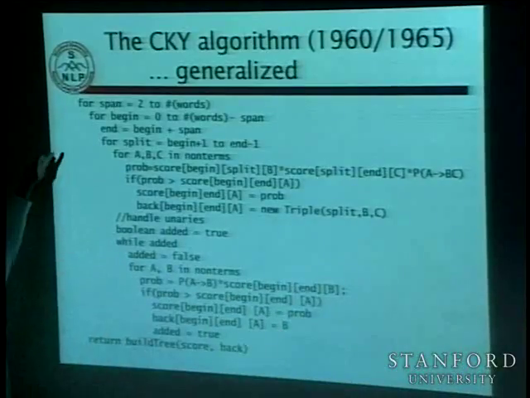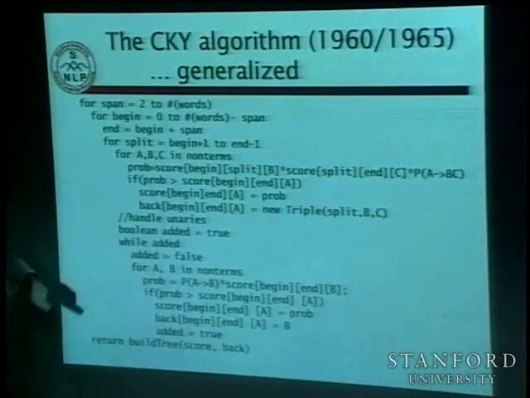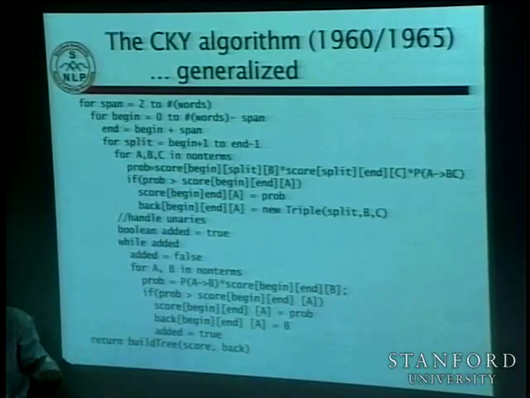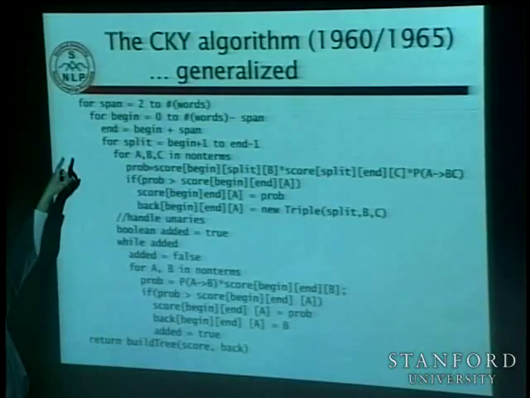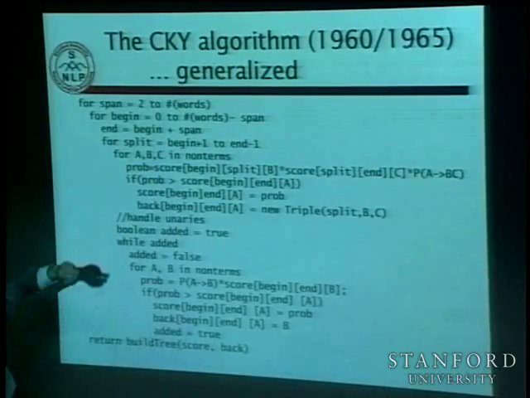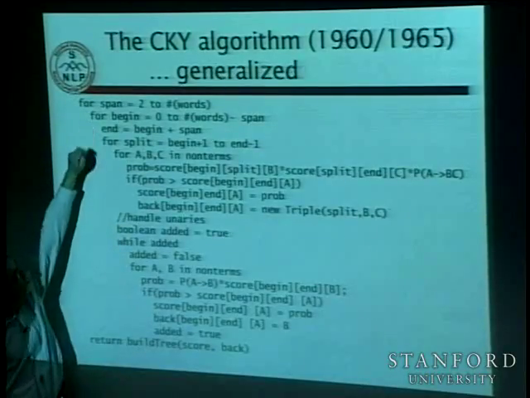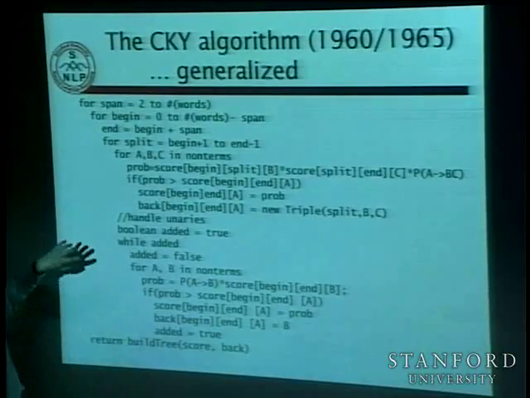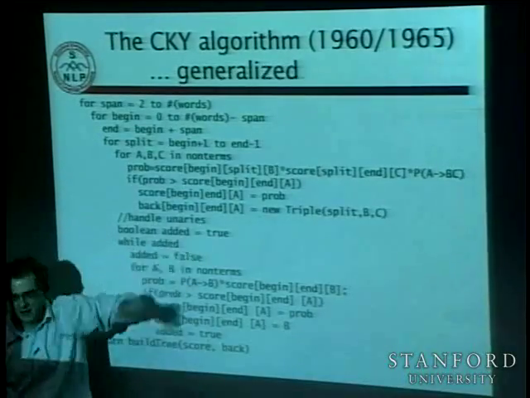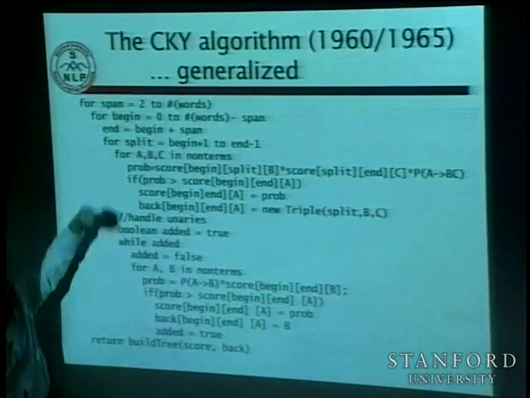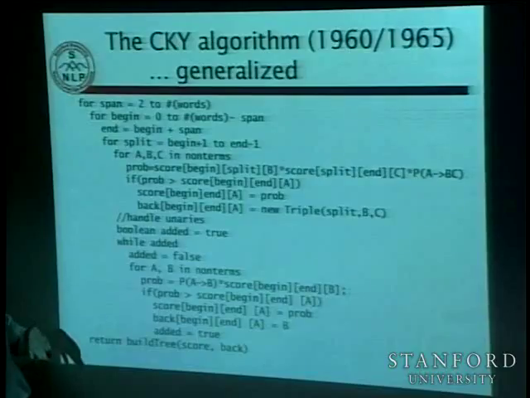Okay, so what we do here is we have these for loops. The outer one is what size subsequence we're working with. So we start off with 2-word subsequences, and we build up to the whole length of the string. Then we do for begin equals 0 to number of words minus span. So now we're walking along the cells that have the same span. And then I calculate the endpoint, which is just beginning plus span.